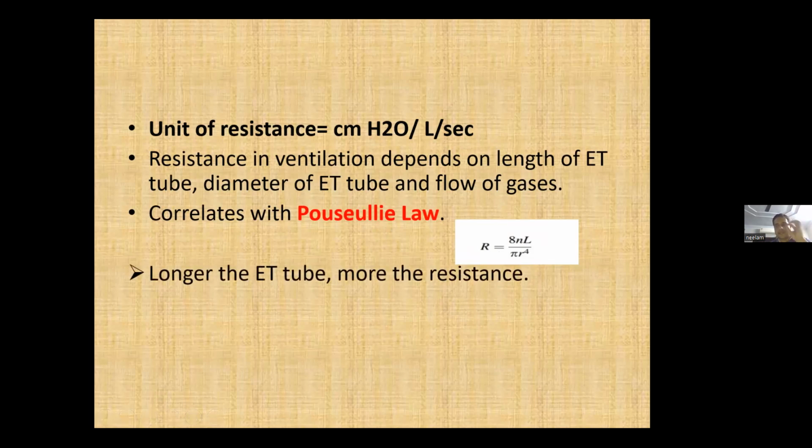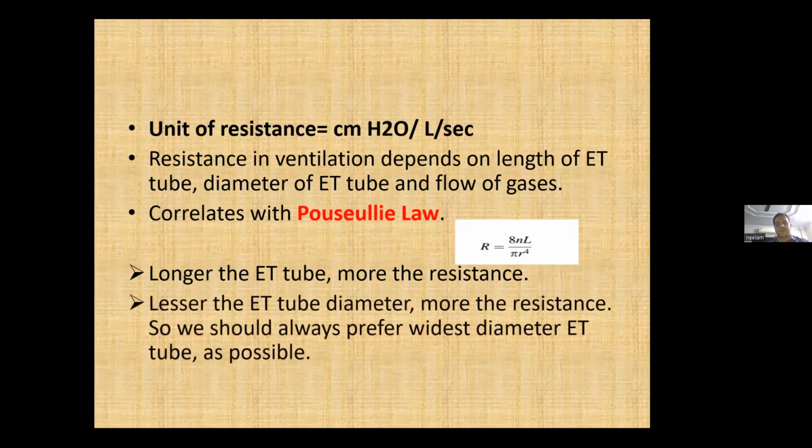The longer your endotracheal tube is when you are intubating a child, the more the resistance will increase. That is why it is always a practice to cut down the endotracheal tube short, because it decreases the dead space also and it decreases the resistance also. So that is one concept. Second, that is why we always use a larger size ET tube, as large as possible.